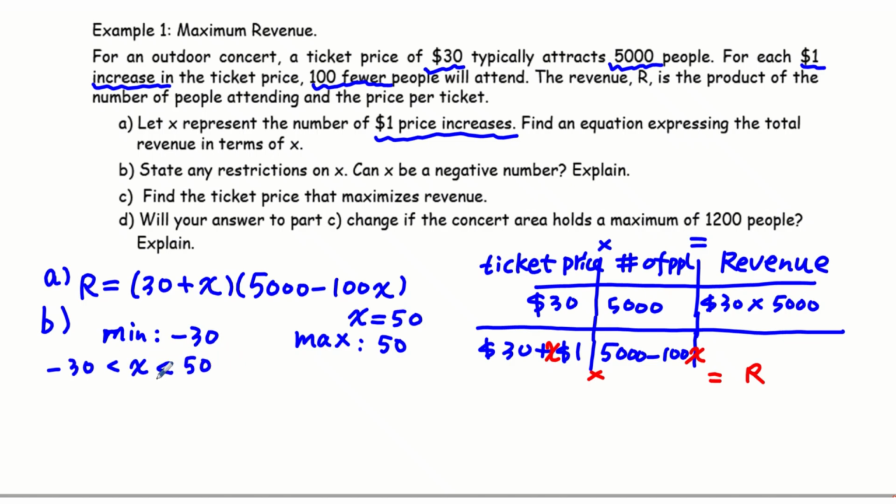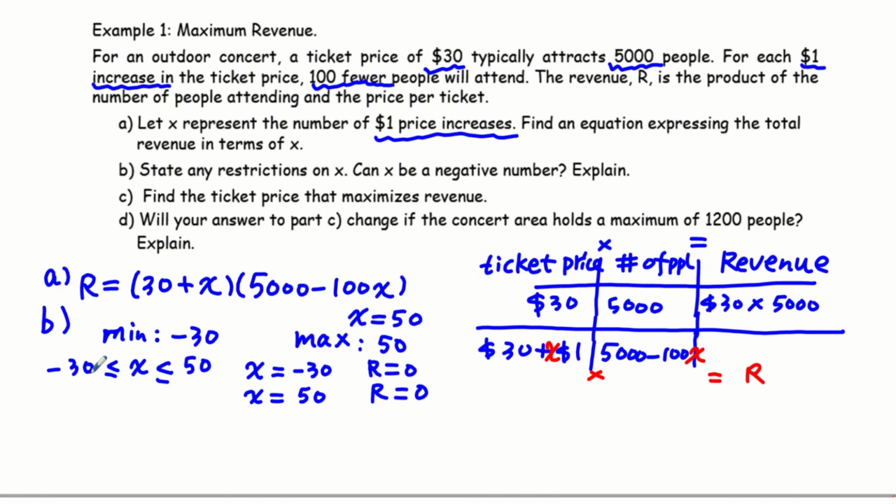Okay. These two are the extreme situations. So when X equals negative 30, the ticket price is 0, so you have the revenue equals 0. And when X equals the maximum number 50, you sub in, the number of people will be 0, so the revenue will be 0. So these are the two endpoints.